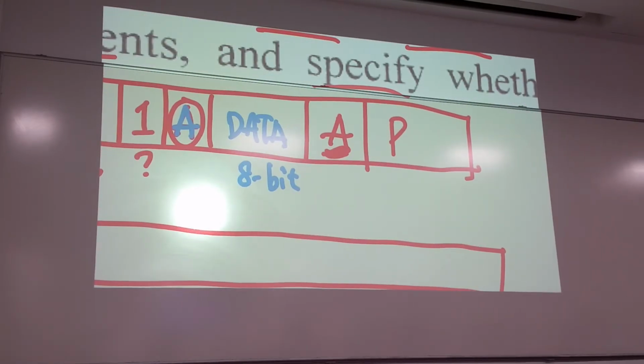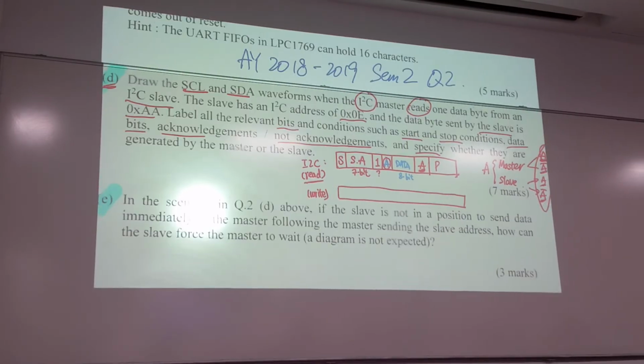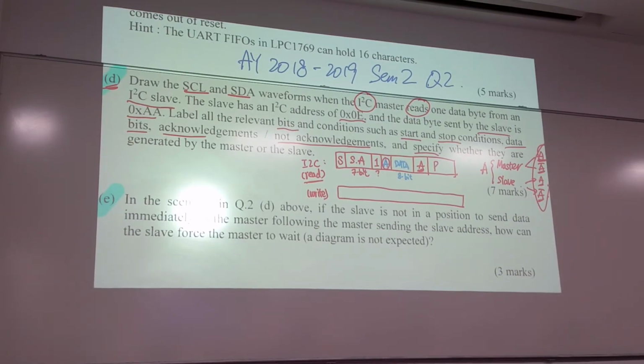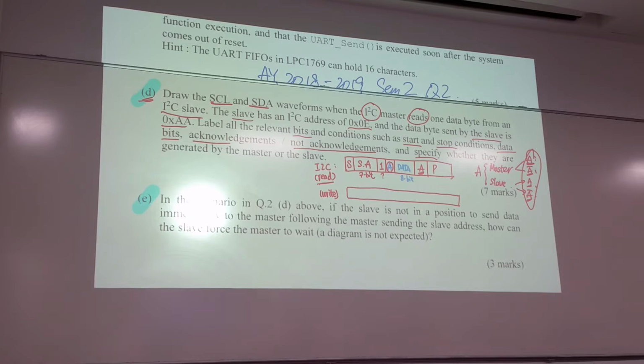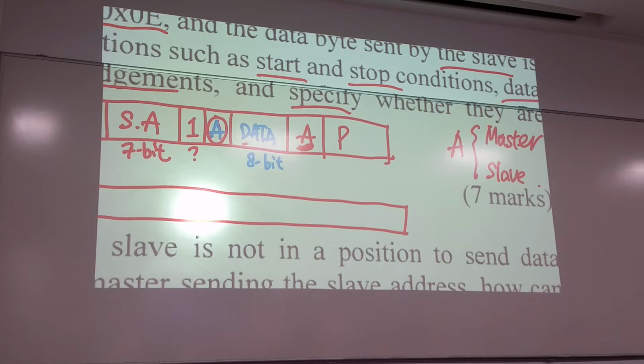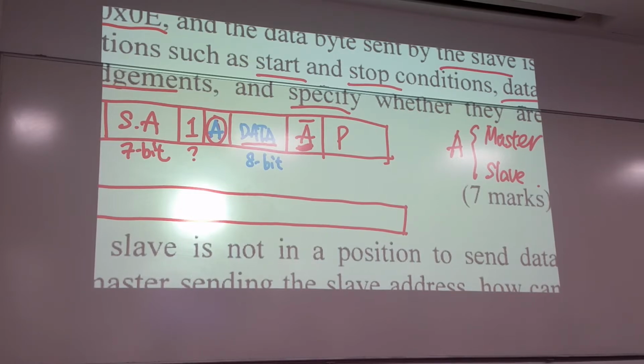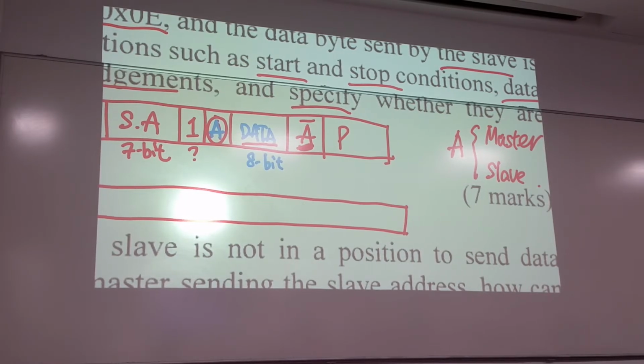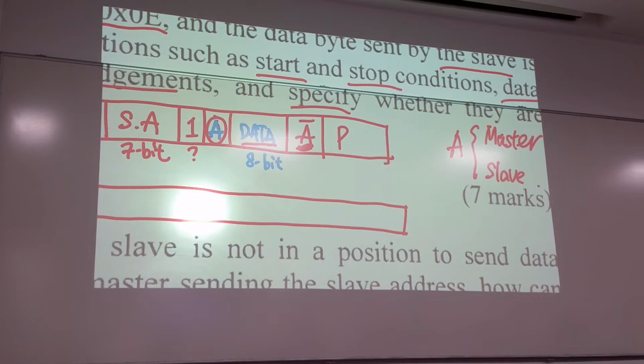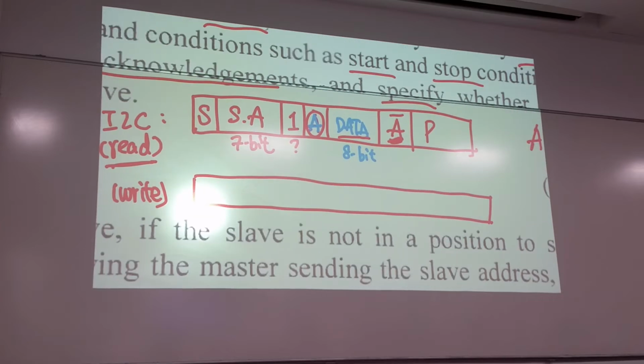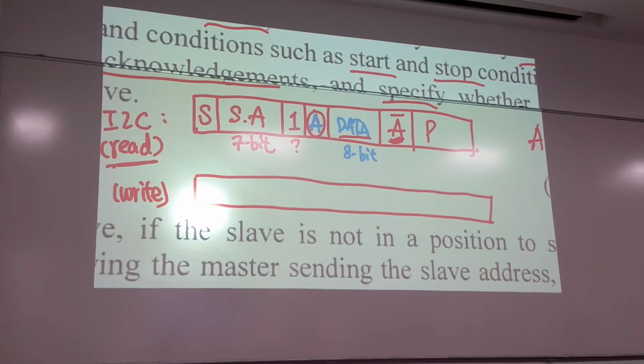So basically here, because the question says if your slave wants to just read 1 data byte, it means after this one you don't need any more. So you should have A bar here. Okay? So here you have A bar followed by a stop. The blue is the same. Yep. So this is the whole process for receiving 1 byte from the slave.